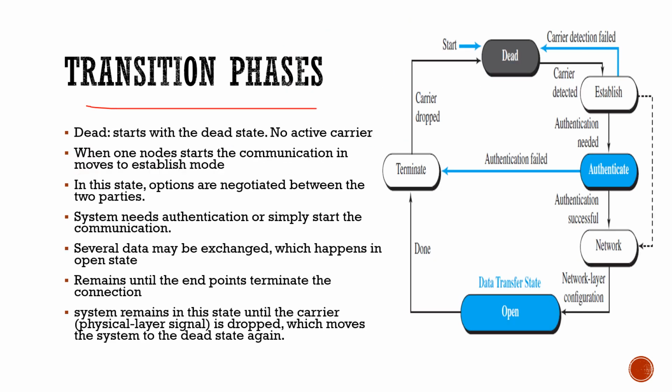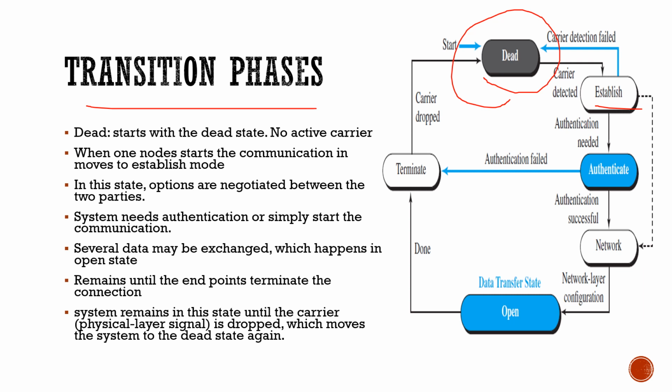So we'll see the transition phases in this. What do you think of transition phases? In transition phases, we see how the protocol works. First it will be in the dead state, so there will not be any active carrier. If someone is going to initiate the communication, when a node starts the communication, it will automatically move to the establishment mode. So the dead state moves to the establishment mode when any of the nodes needs to start the communication.